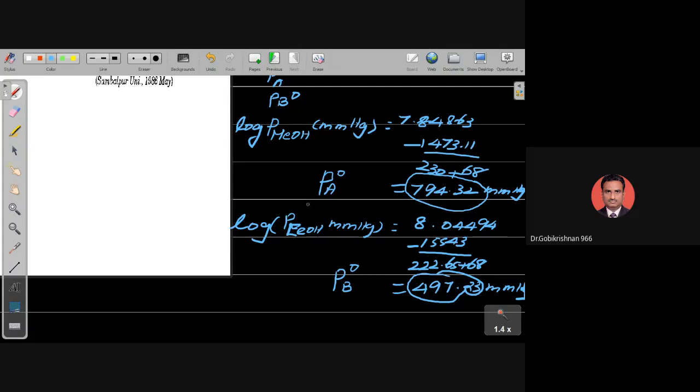Therefore, they say A is the more volatile. Here, the more volatile is methyl alcohol only. Okay, shall we do this one? We want to find out what is the value of X.